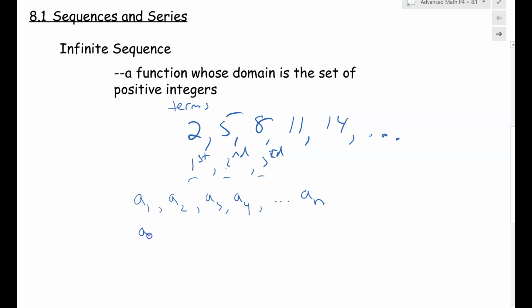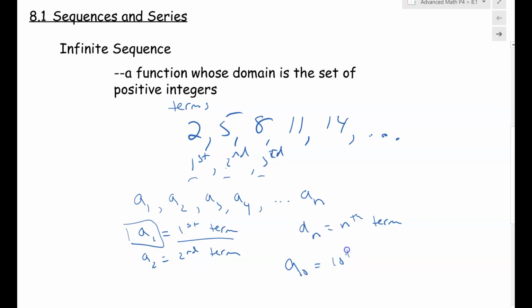Okay, so again, what does that mean? This means a sub 1 is the first term, a sub 2 is the second term, and then a sub n is going to be our nth term, and really what that is going to be is the formula that guides our sequence, something like n plus 2 or n squared minus 1, something like that. You'll see in the next couple examples. But what I needed you to first understand is when I say a sub 1, I'm referring to the first term. If I said a sub 10, that's the 10th term. Okay, that's what it means.